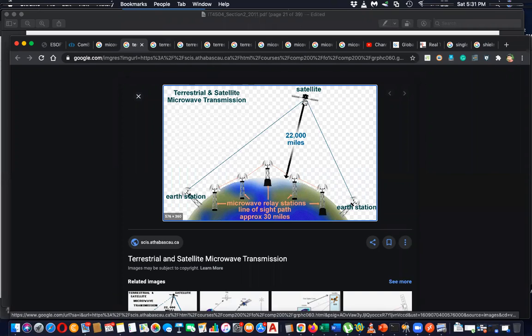So you can see from the satellite. So these 3 stations, this Earth station and this Earth station is connected using the satellite microwave. So line of sight is not there. That means each station cannot see the other station. Right? That is called line of sight.